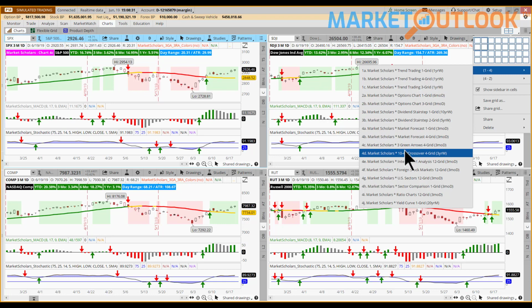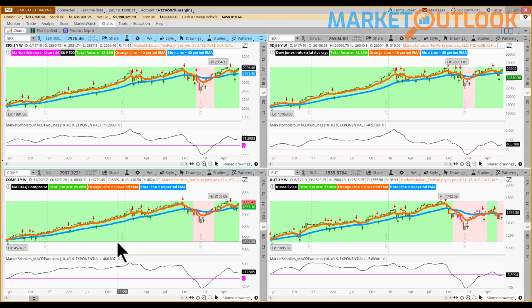As we take a look here at our chart 4D now, you can see that from a longer term perspective, the only kind of difficult chart that we have right now is the Russell 2000. That's the only one that does have a bearish crossover in terms of a 10-week moving average versus a 40-week moving average, and that's why the background color of that chart is pink currently.